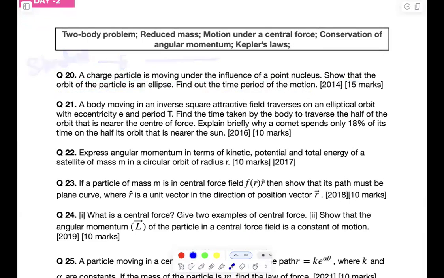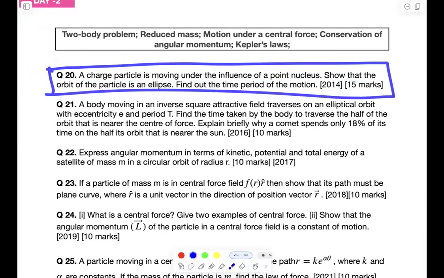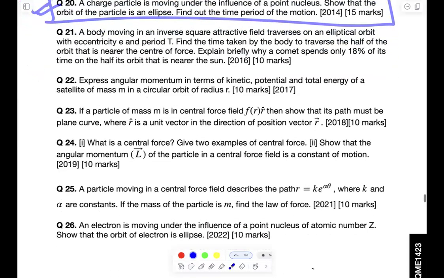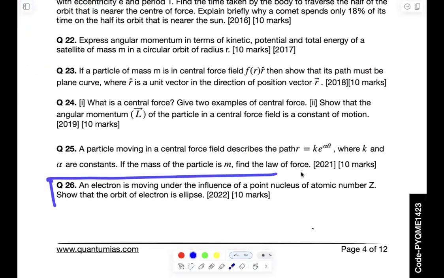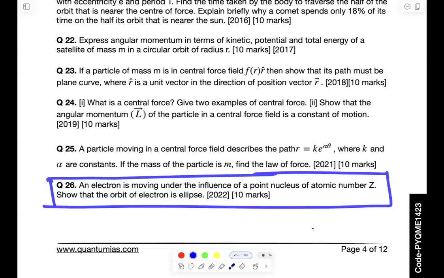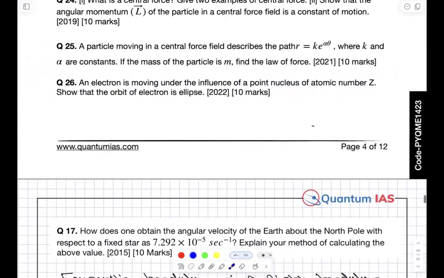The topic name is orbit analysis of an inverse square law attractive force. Yes or no? Just see this question. In 14, they've asked the same thing. An electron is moving under the influence of a point charge in 2022. Are you getting it? After that they have not asked it.